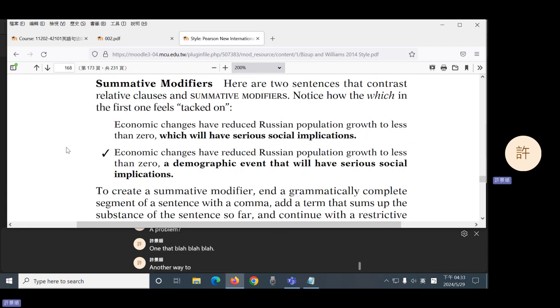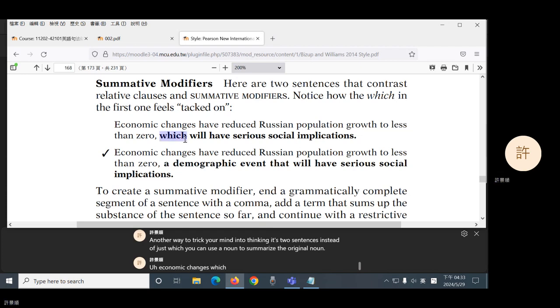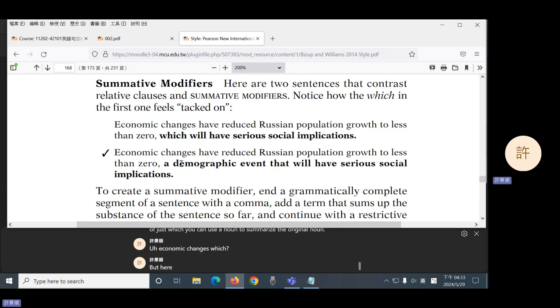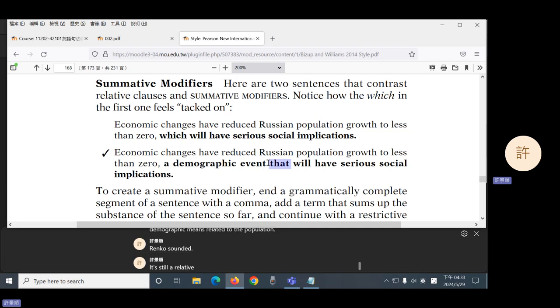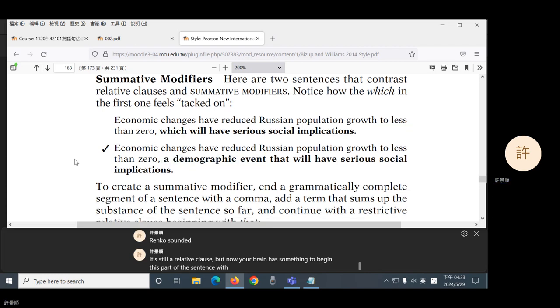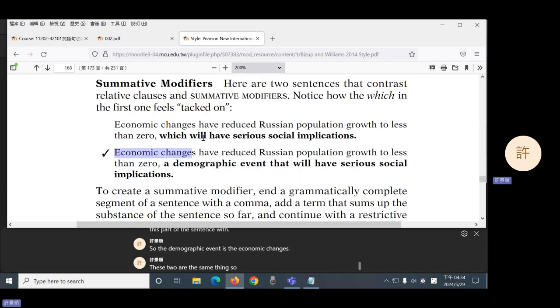Another way to trick your mind into thinking it's two sentences, instead of just which, you can use a noun to summarize the original noun. Economic changes, which. But here you have added this phrase, a demographic event. Demographic means related to the population, 人口上的. It's still a relative clause, but now your brain has something to begin this part of the sentence with. So the demographic event is the economic changes. These two are the same thing. So it's a summary.